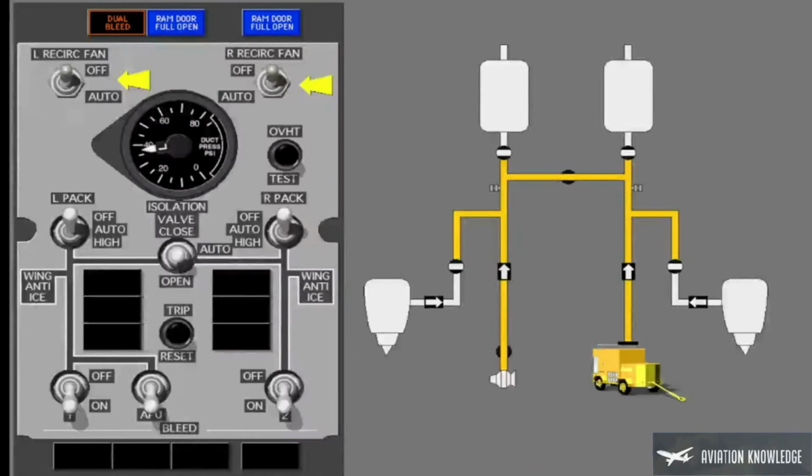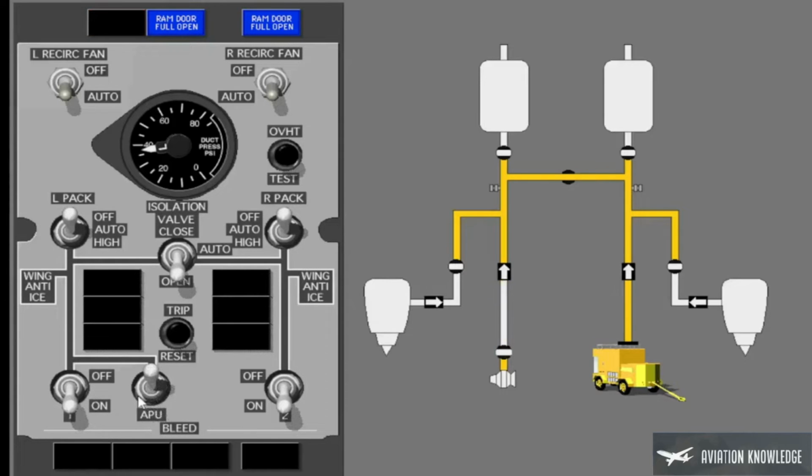With the temperature controls set as desired, select the recirculation fan to auto. Continue. Now, open the isolation valve. Because the external air cart supplies the air for the bleed air system, the APU bleed is not necessary. Turn off the APU bleed.